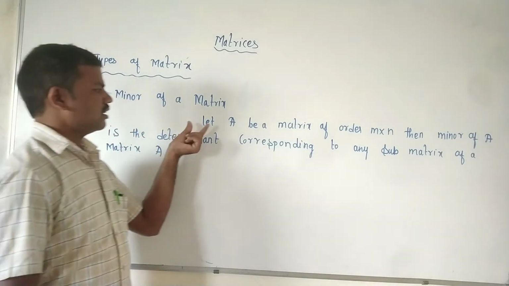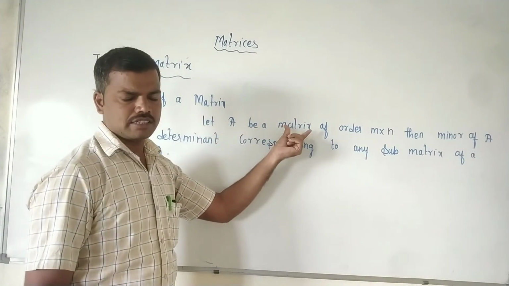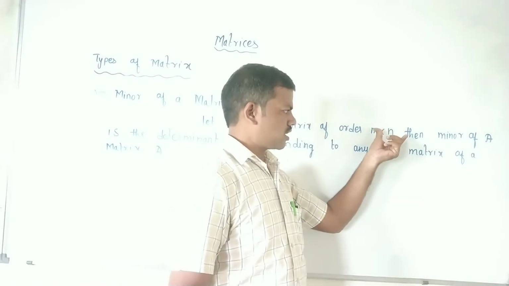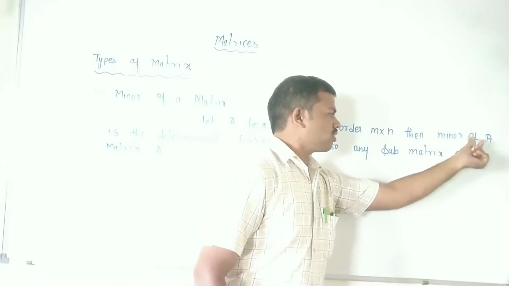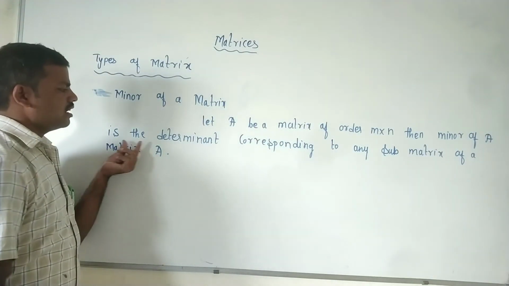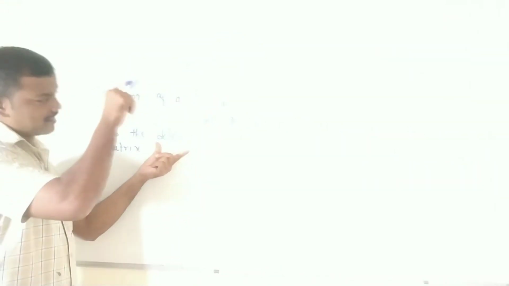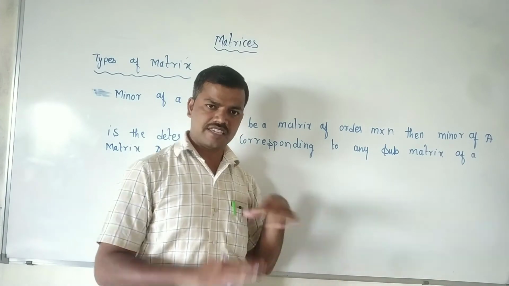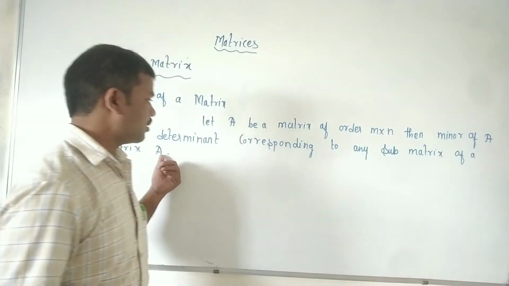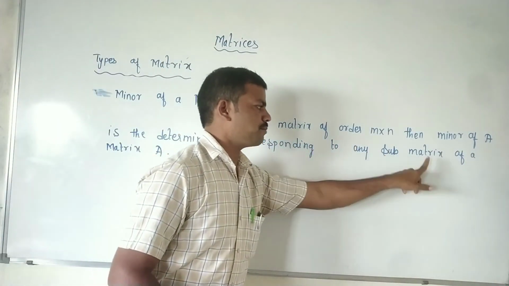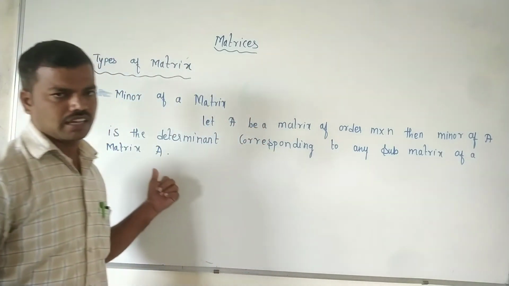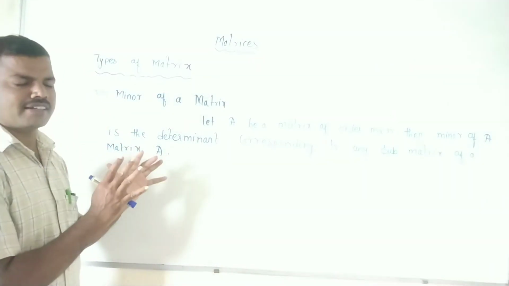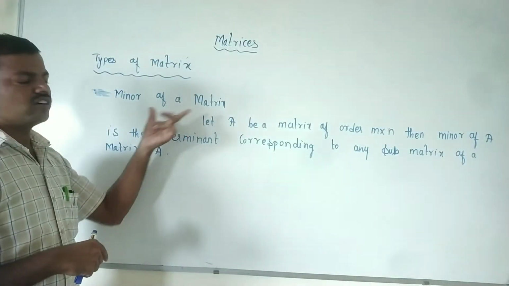It means what? Let A be any matrix of order m cross n. Then the minor of a matrix A is the determinant corresponding to any submatrix. So the determinant of any submatrix of a given matrix is called the minor of a matrix.